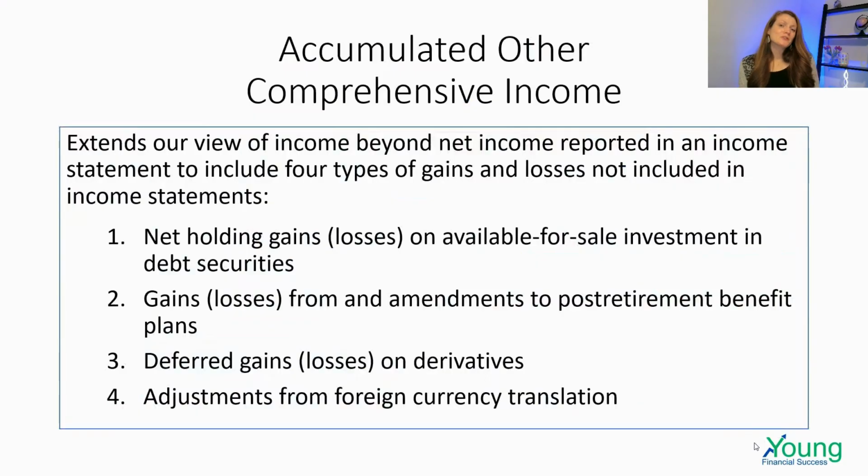So let's first talk about what accumulated other comprehensive income consists of. There are 4 possible things that we're going to see in accumulated other comprehensive income. That could be the net holding gains or losses on available for sale investments in debt securities. When we have available for sale, this is where our company has purchased debt securities. So we've purchased maybe bonds from another corporation or from the government.